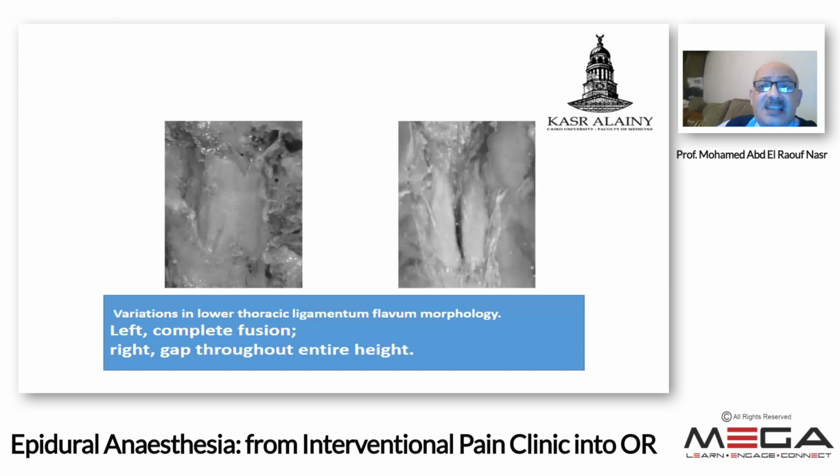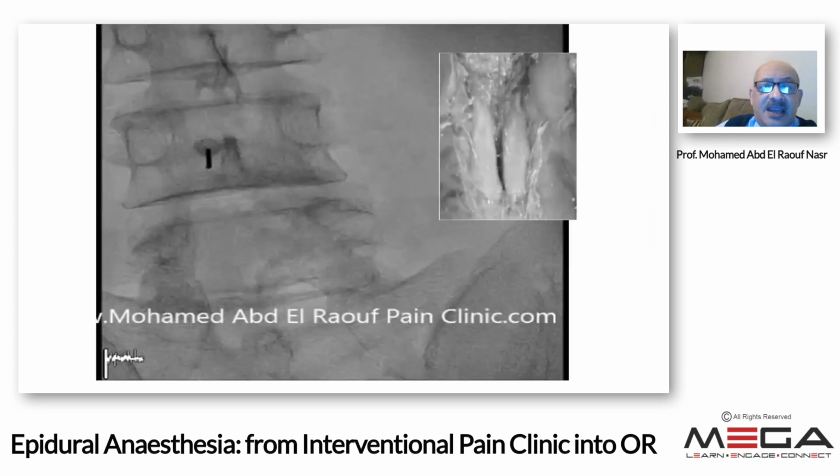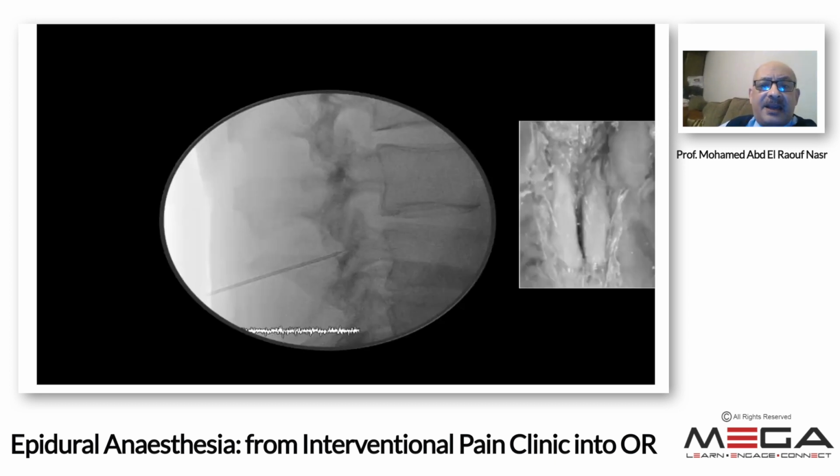And the incidence is astonishingly, for me, for the first time, 35%. One out of three patients opposite to T10 and T11. It is a very high incidence. And here, this is one of our patients that I believe had a ligamentum flavum midline gap.